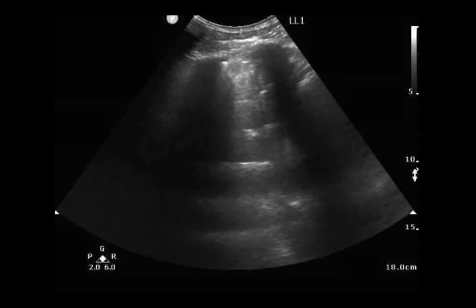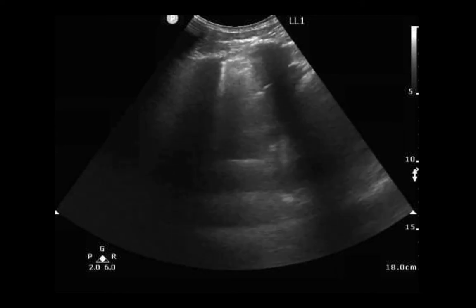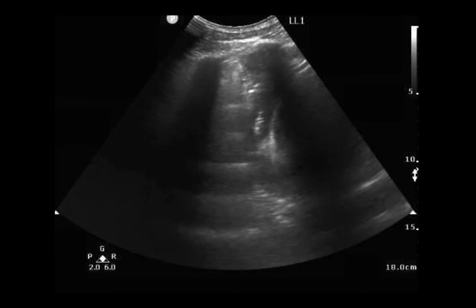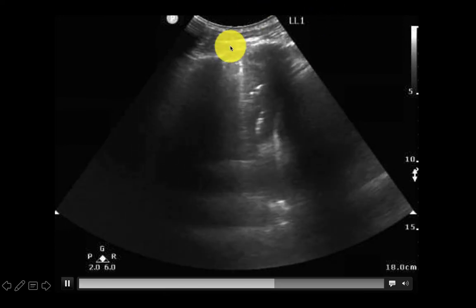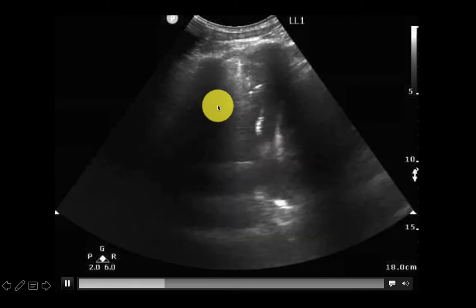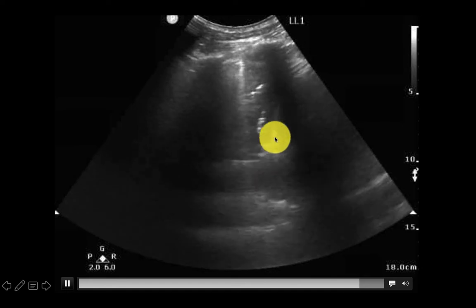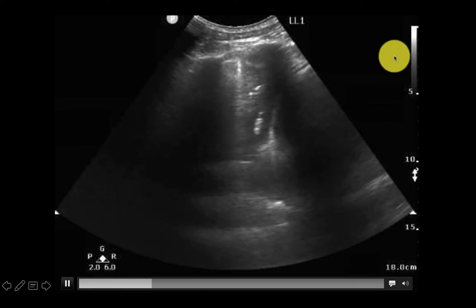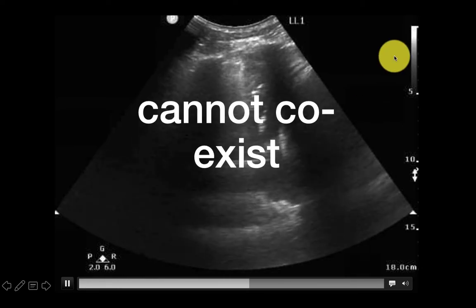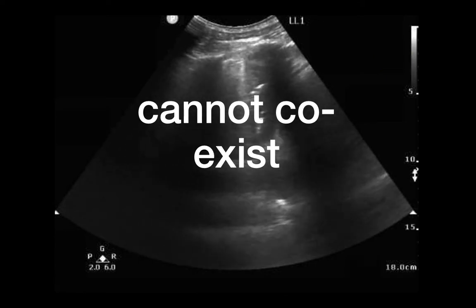Here's a nice example of somebody with both A lines and B lines, and the reason why I like this is that you should know that both A lines and B lines cannot exist at the same time. The B lines that you're seeing here on the left side of your screen are actually erasing away the A lines. But this patient also has A lines, these equidistant lines that go all the way down your screen as well. But just know that these cannot coexist. So when I'm doing this exam, I will typically try to show myself A lines because then I've proven to myself that there are no B lines.